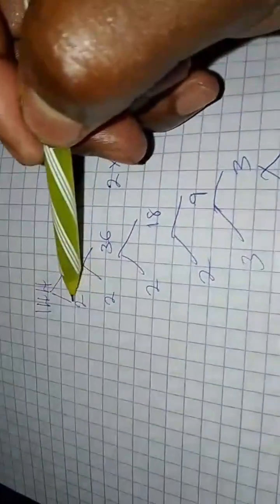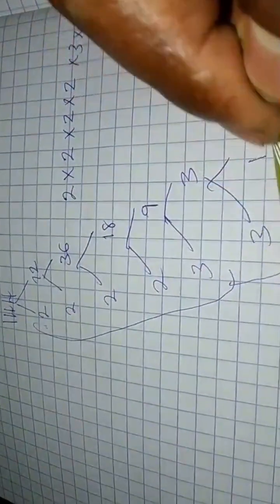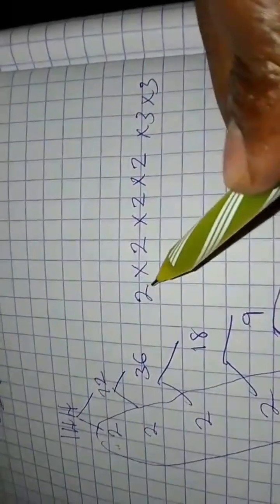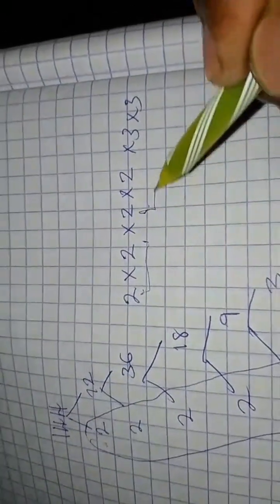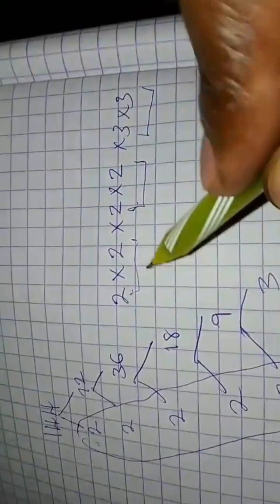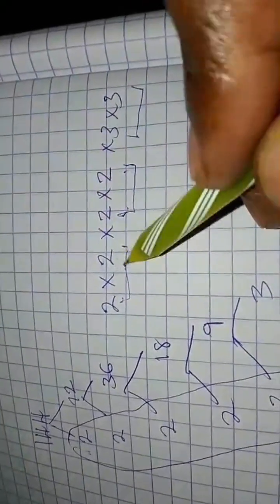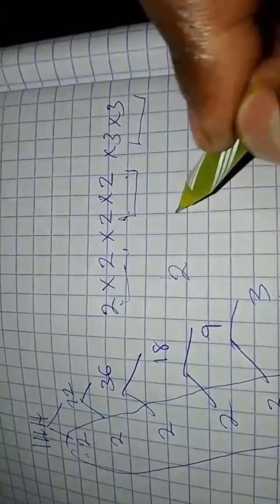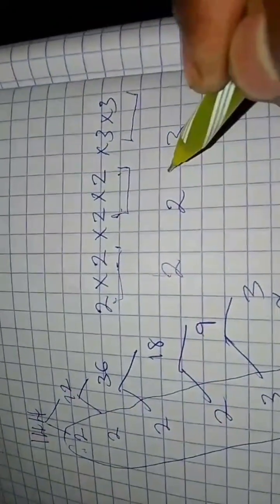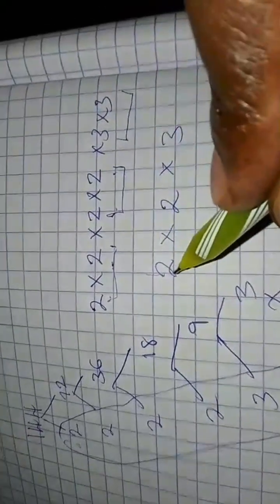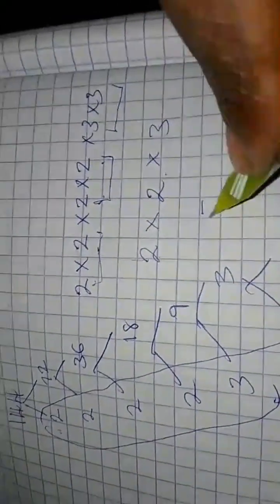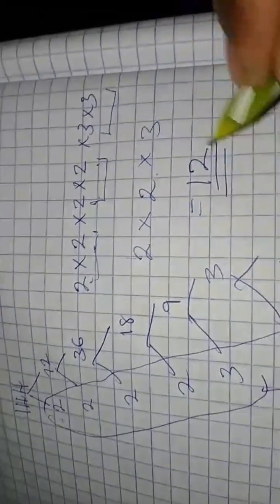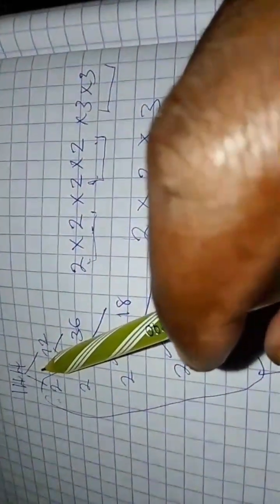You obtain these numbers on this side and you multiply them. So you take two numbers as a pair. From these pairs, you take one number from each. So 2 from this one, and 2 from this one, and 3 from this one. When you multiply all of them, it becomes 2 times 2 is 4, 4 times 3 is 12. So 12 is our answer as the square root of 144.